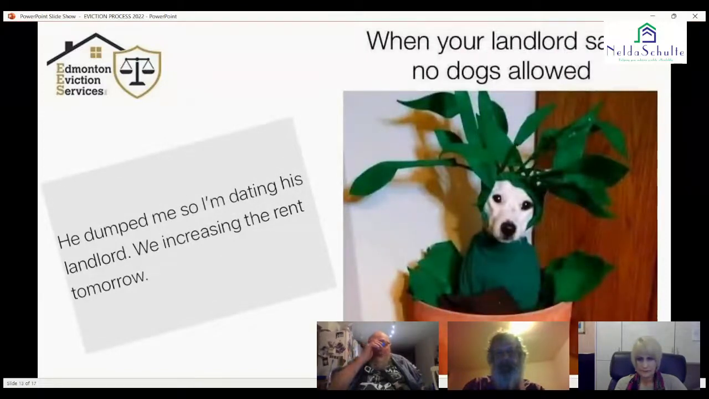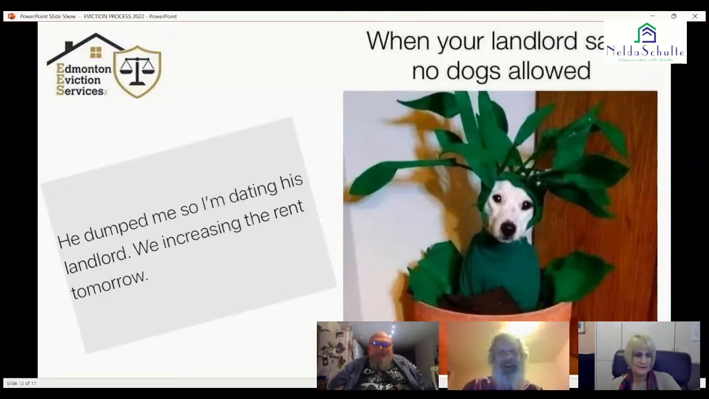And here's some tenants that have problems with... That's such a cute little dog. Yeah, I didn't know it was a dog. No plants in this apartment. No plants. I like the other one. Yeah, he dumped me, so I'm dating his landlord. We increased the rent tomorrow. There's justice. Revenge is sweet. Yeah.